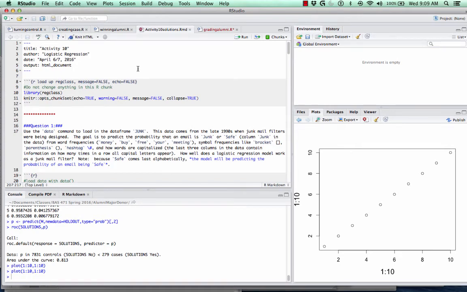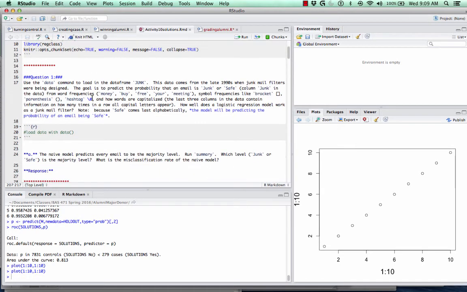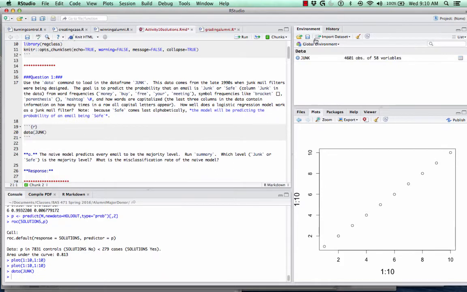Let's go through activity 10. In question number 1, we're going to explore the junk data set, which is from the late 90s when junk mail filters were just being developed. We're going to use word frequencies, the fraction of words in an email that are money, buy, free, etc., as predictors of whether an email is safe or junk. So let's add the junk data frame into our environment.